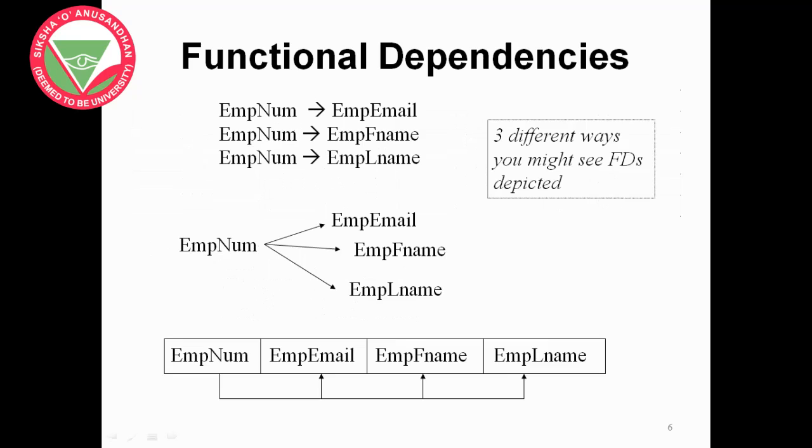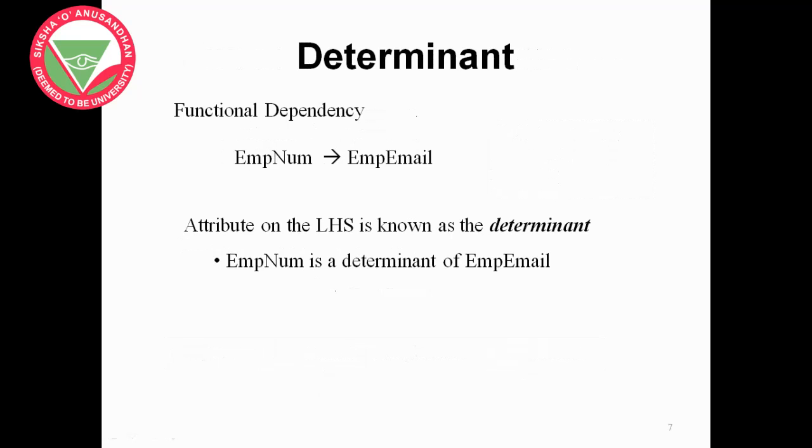Functional dependency can be denoted in different ways. This is one way, this is the second way, and this is the third way. This is only the way to denote functional dependencies. Next is determinant. So the attribute which is on the left hand side, so here on the left hand side we have the employee number, so employee number is the determinant. So employee number is the determinant of employee email.